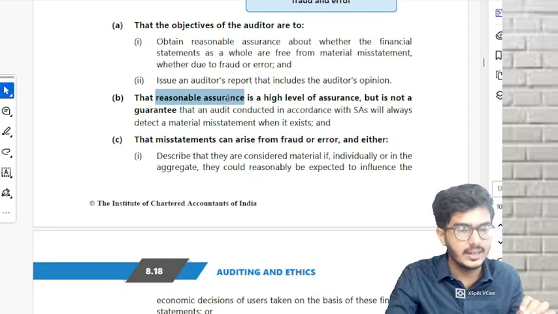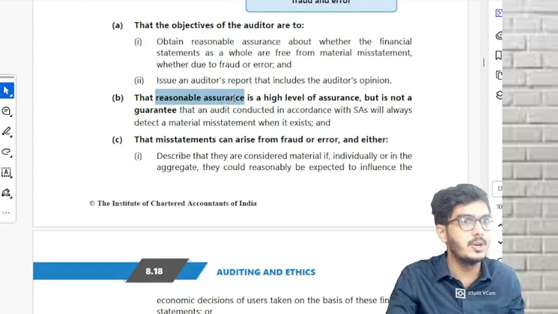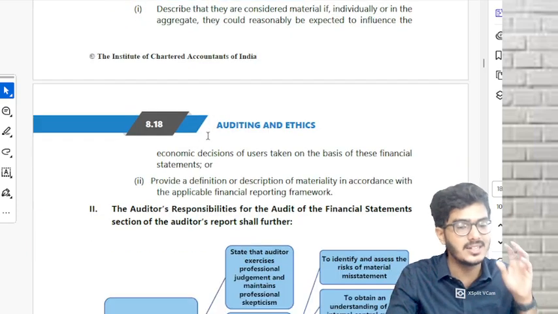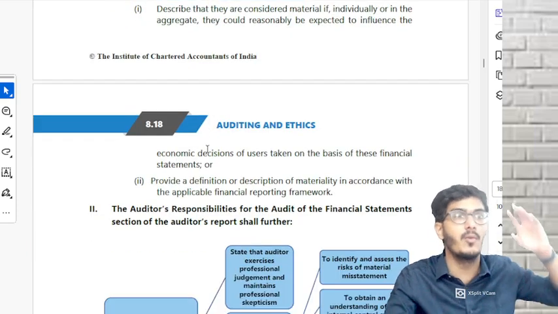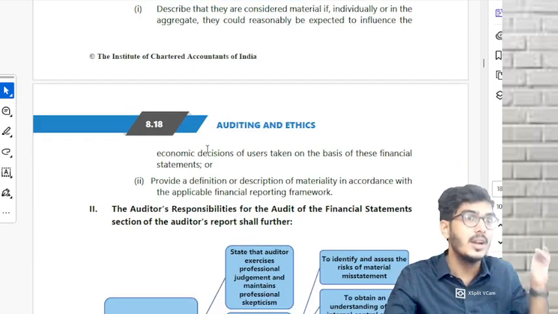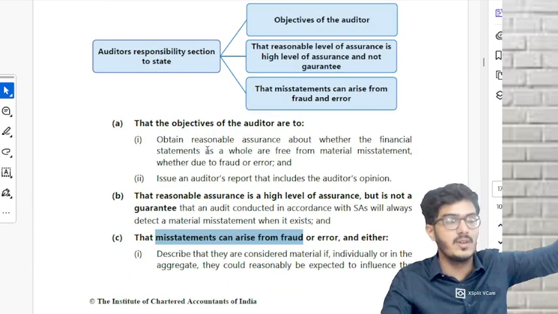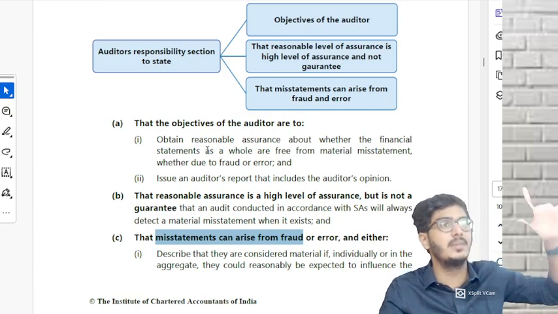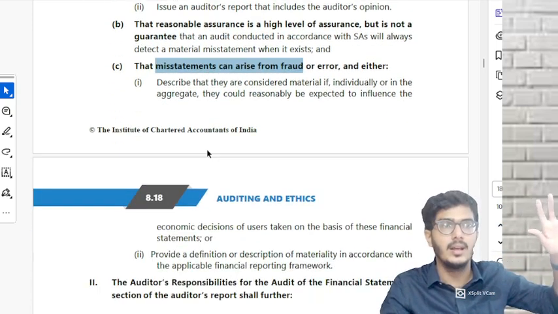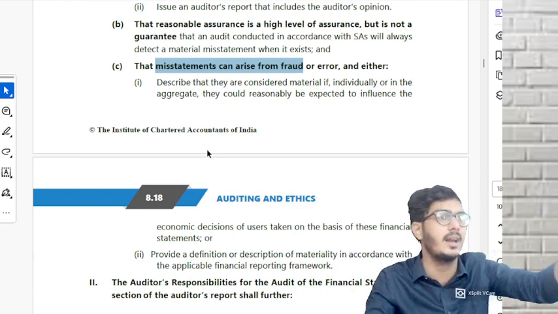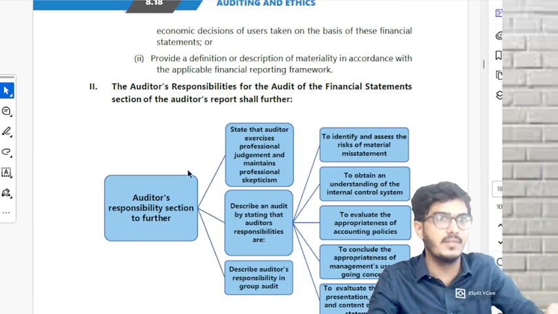Then just write it. We gave only reasonable assurance, which is a high level of assurance, but it is not a guarantee. And third one, write down that misstatements can arise either due to fraud or error. Just write these 3 points. It is the same thing you have already learned in chapters 1, 11, 2, etc. Just write this much. Objectives you have to write, reasonable assurance you have to write, misstatements can be either due to fraud or error. Rest you will write in proper language, because we have been doing this from chapter 1 to 11.